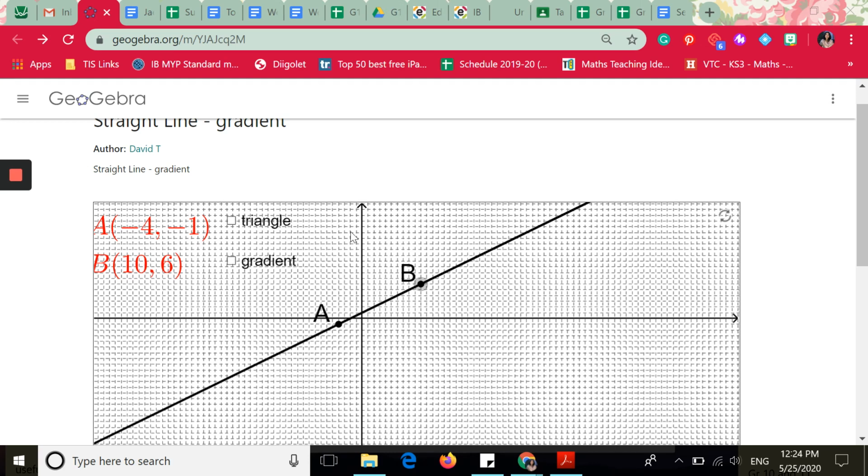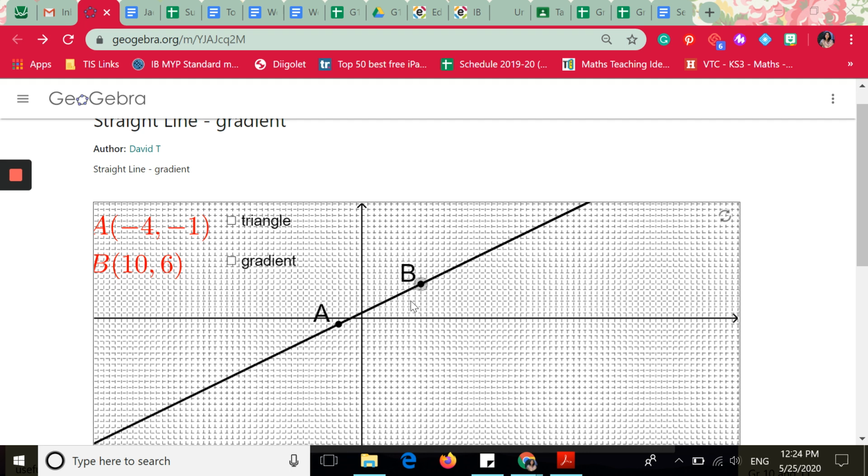and you will be working on an activity. So before I talk about an activity, I would like to recall how to find the gradient of a straight line. So you can see here there are 2 points given. So A is -4 comma -1 and B is 10 comma 6.